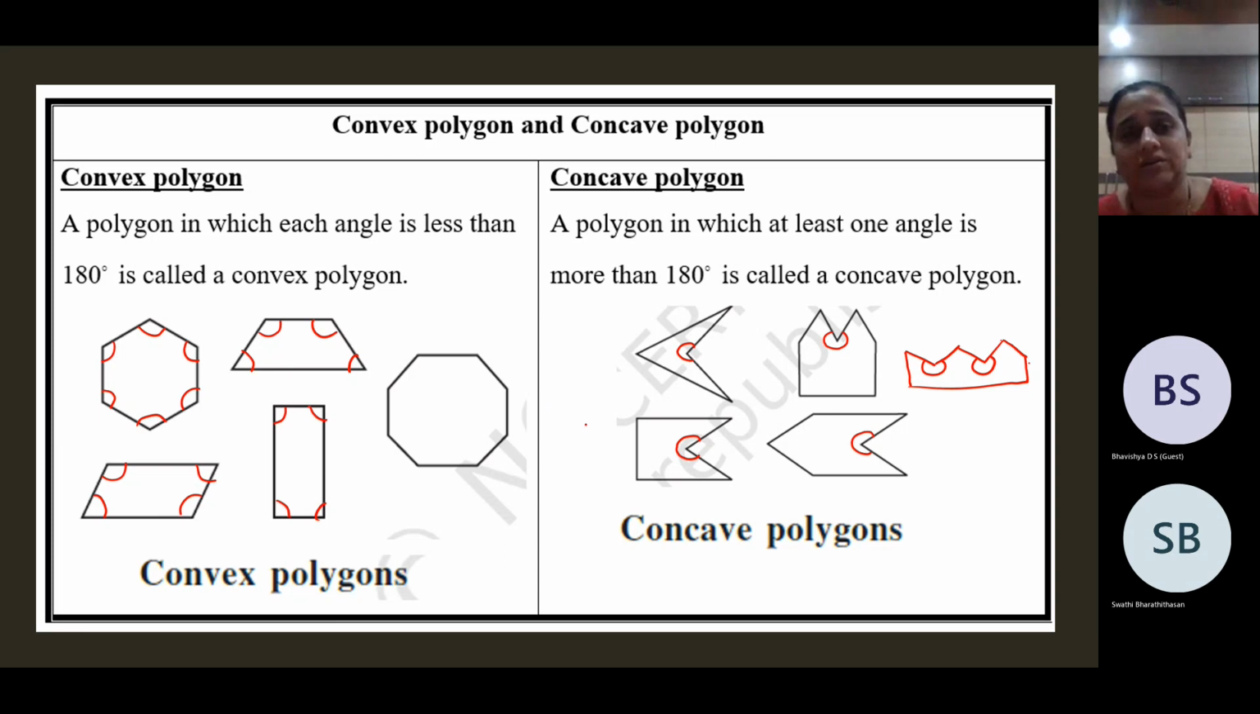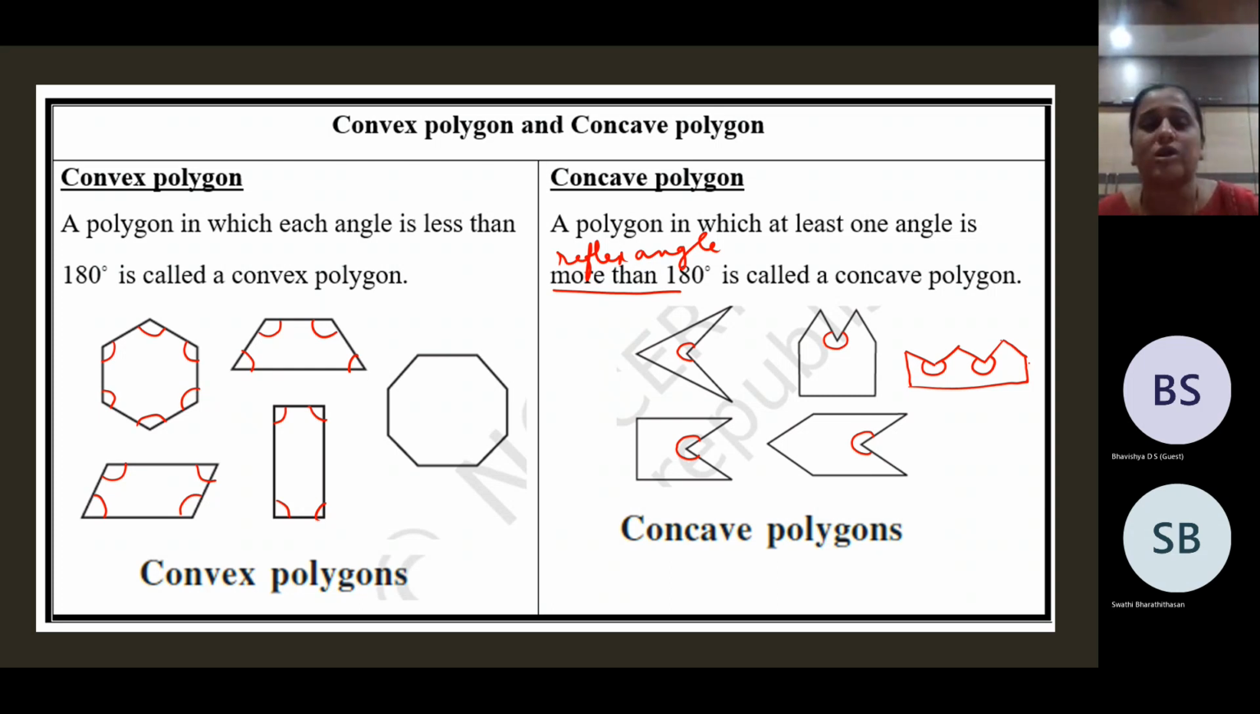In a concave polygon, at least one interior angle will measure more than 180 degrees. That means it will be a reflex angle, which will be more than 180 but less than 360. In a concave polygon, at least one interior angle will be a reflex angle, that is, will measure more than 180 degrees. In a convex polygon, the measures of all the interior angles will be less than 180 degrees.